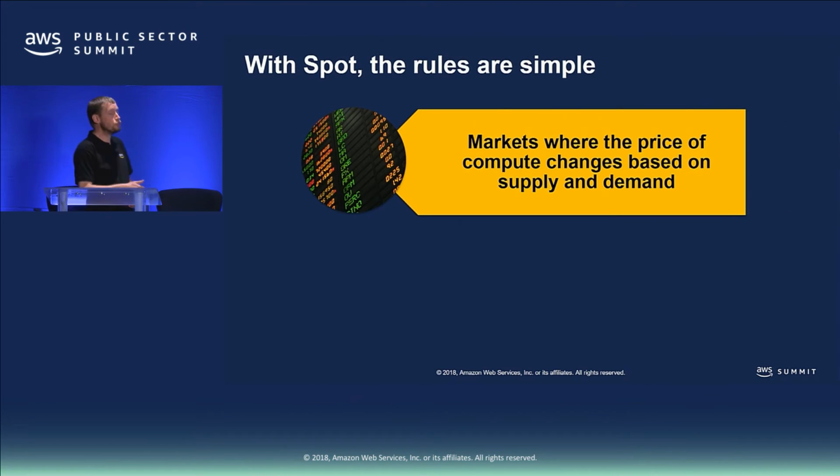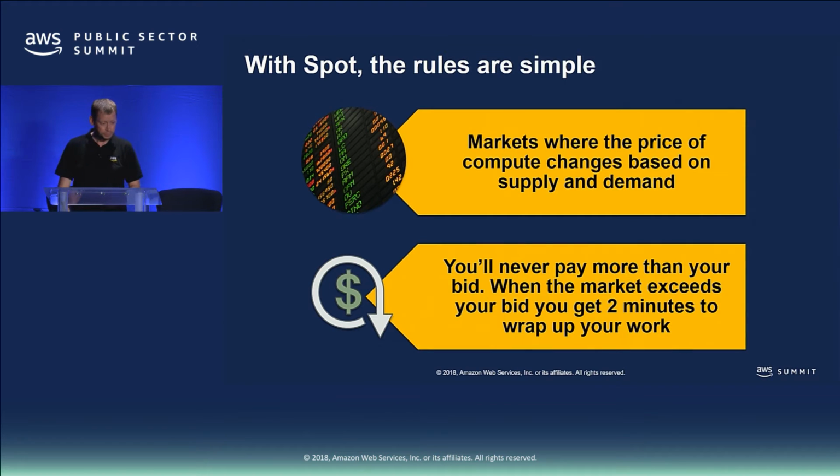With spot, the rules are simple. The market sets the price. So the more capacity we have of a particular instance type, the more we can reduce the price from a spot point of view. As demand grows from our on-demand and reserved instance usage, the spot price will go up. What you find is you never pay more than your bid, though, and you will pay the market price.